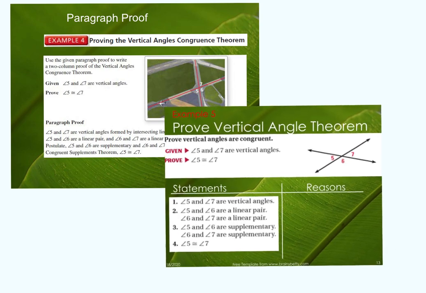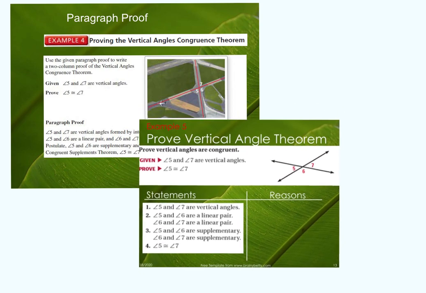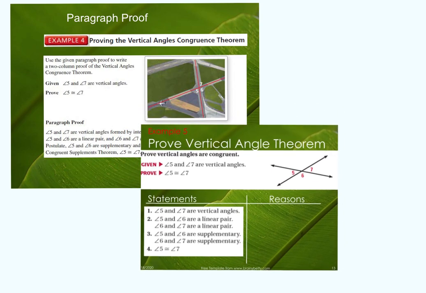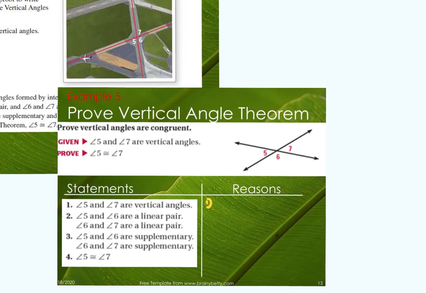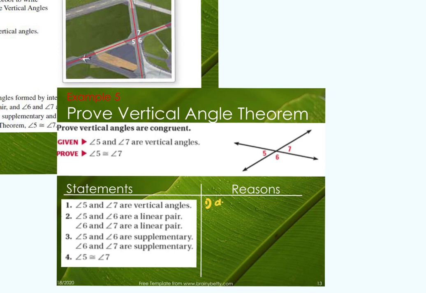Now let's fill out the statement and reason, or the 2-column proof here. Number 1 says 5 and 7 are vertical angles, and we know this from the picture, which means we're using the definition of vertical angles. 2 says 5 and 6 are a linear pair, and 6 and 7 are a linear pair. Because we're using this picture here and the definition of the linear pair, that's what my reason would be, definition of linear pair.